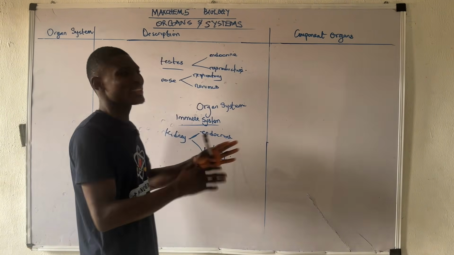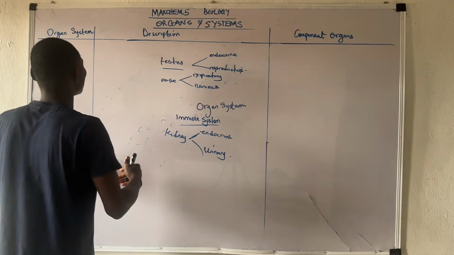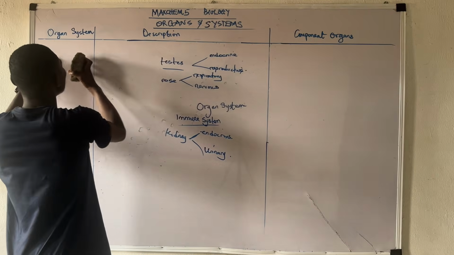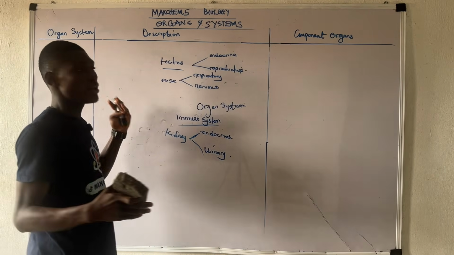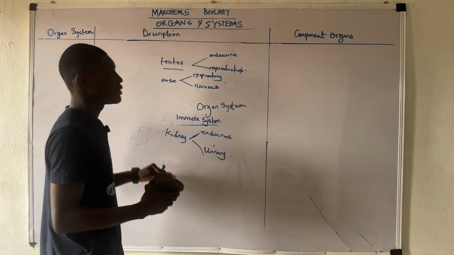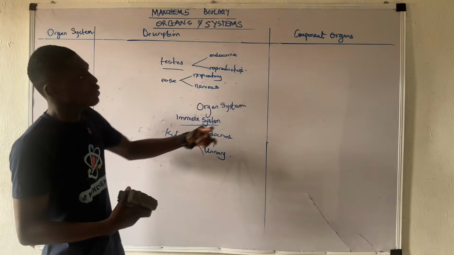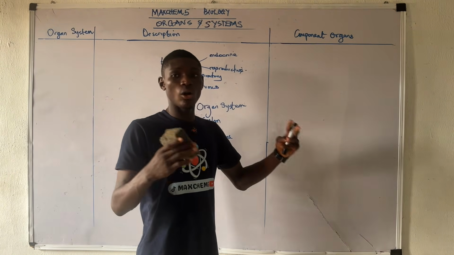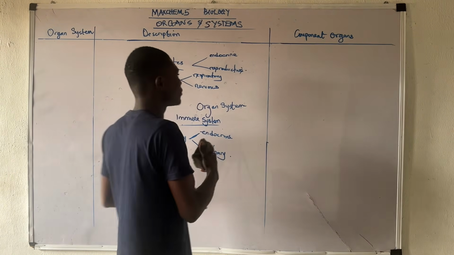So let's dissect different organ systems in the body. I'll list the organ systems here. Remember, I said there are 11, and I will also describe their basic functions and the component organs, that is, the organs that make up those systems.